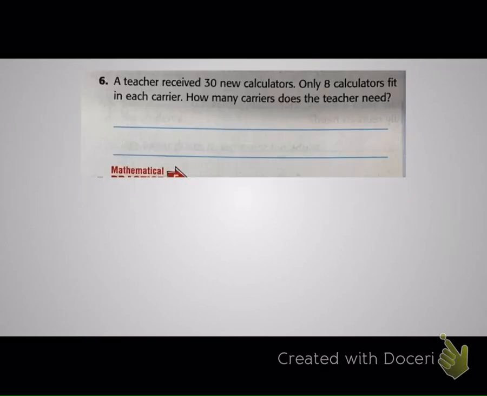All right, let's take a look at number 6. A teacher received 30 new calculators. Only 8 calculators fit in each carrier. How many carriers does the teacher need? Well, sounds like the first video we watched, doesn't it? Except he was doing DVDs. All right, go ahead and pause the video. Solve this for me if you would, and then go ahead and push play once you have finished your solution.